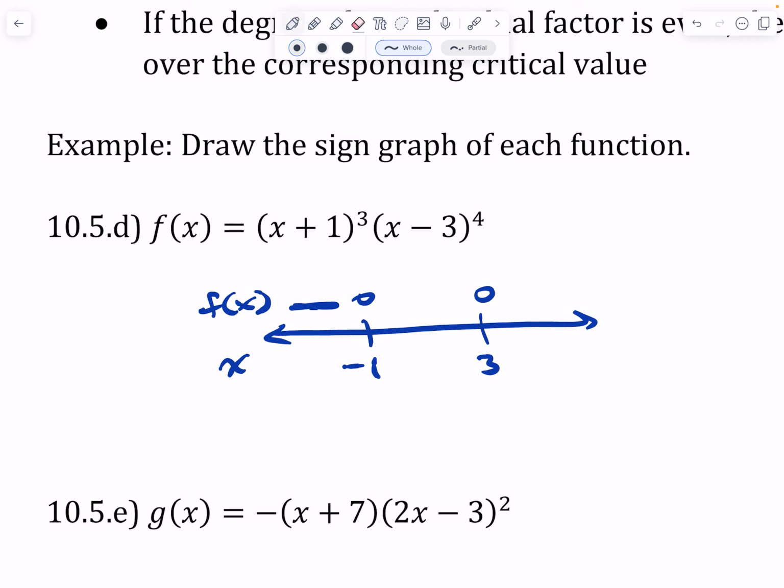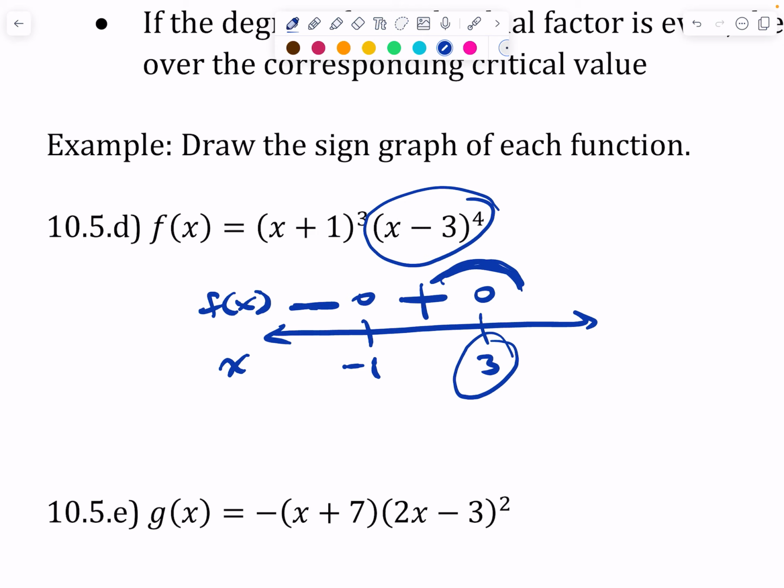To finish it off, we say we're going to go over this negative 1. Do we change or do we stay the same? Well, the negative 1 comes from a factor with a power of 3. And since that is odd, we will switch. And then as we go over the 3, do we switch or do we stay the same? Well, that 3 comes from a factor with a power of 4, and 4 is even, so it stays the same. And there's the diagram for f of x in example D.